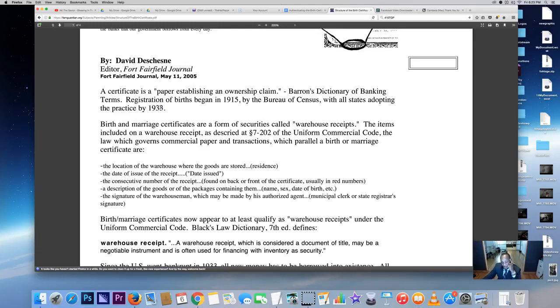Once they confiscated the gold from the American people, before they confiscated it, the American people were all secured parties. Because we had gold and silver, we had the true currency.